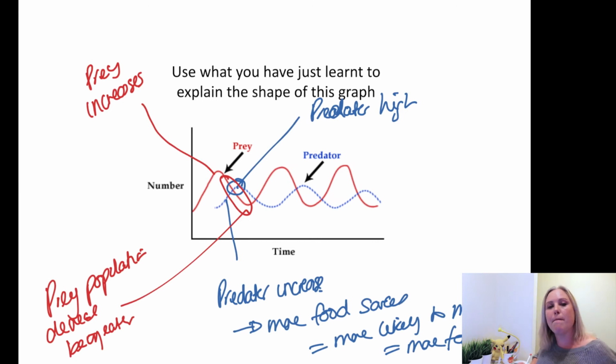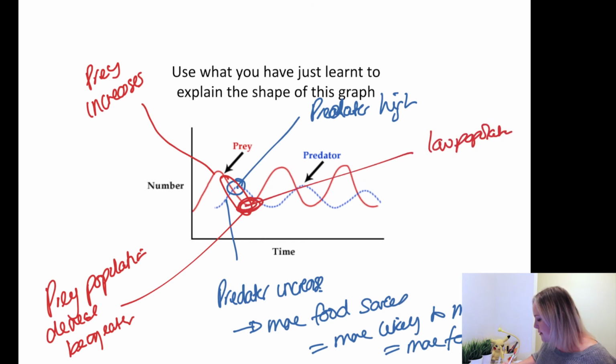Now, there's not many of that prey left. So there's not very many rabbits left. So it's really low. So we've got a low population of rabbits. So what happens next? Our predator has no food source. So what will happen to the population of our foxes? They will then decrease. So we can see that happening next.